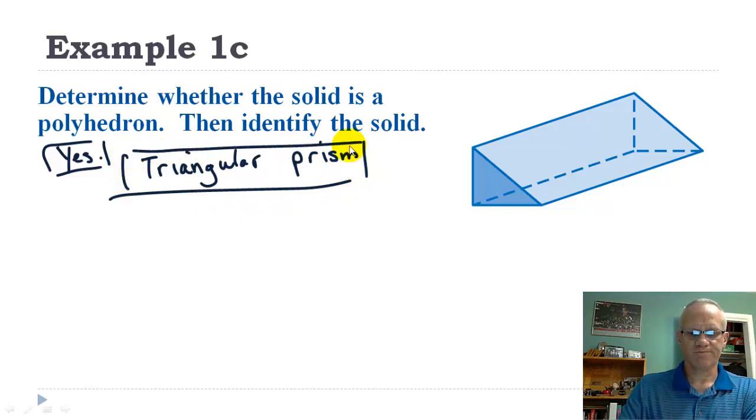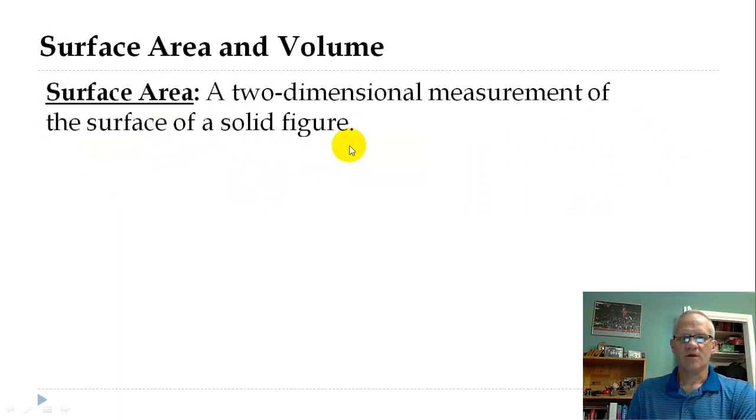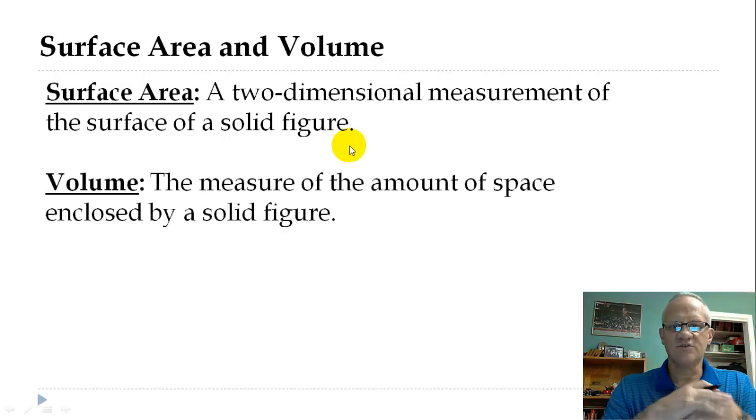Okay, good. All right, moving on. Surface area and volume. Okay, surface area is just a two-dimensional measurement of the surface of a solid figure. And the volume is the measure of the amount of space enclosed by that solid figure.